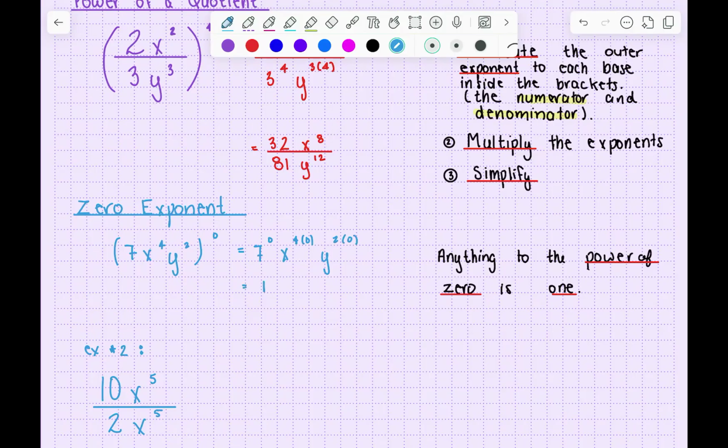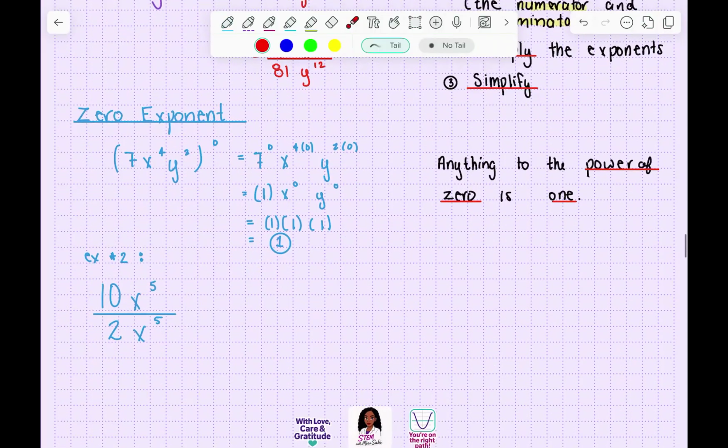So 7 to the power of 0 becomes 1. This, I'm just going to show that intermediate step, although when you become a pro, you probably skip that. So then anything to the power of 0 is 1. So x to the power of 0 becomes 1. Y to the power of 0, sorry, I forgot that. Y to the power of 0 becomes 1. So 1 times 1 times 1 is 1. So this expression, which seemed like, oh my goodness, actually just ended up being 1.